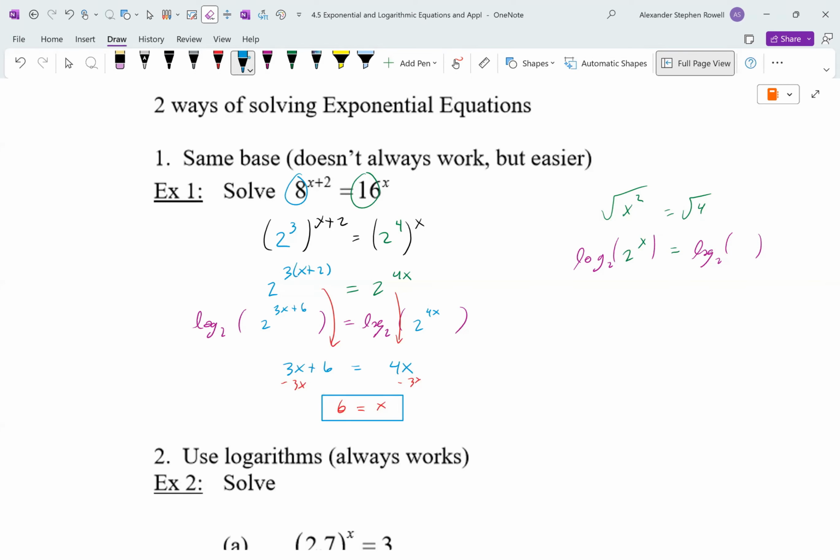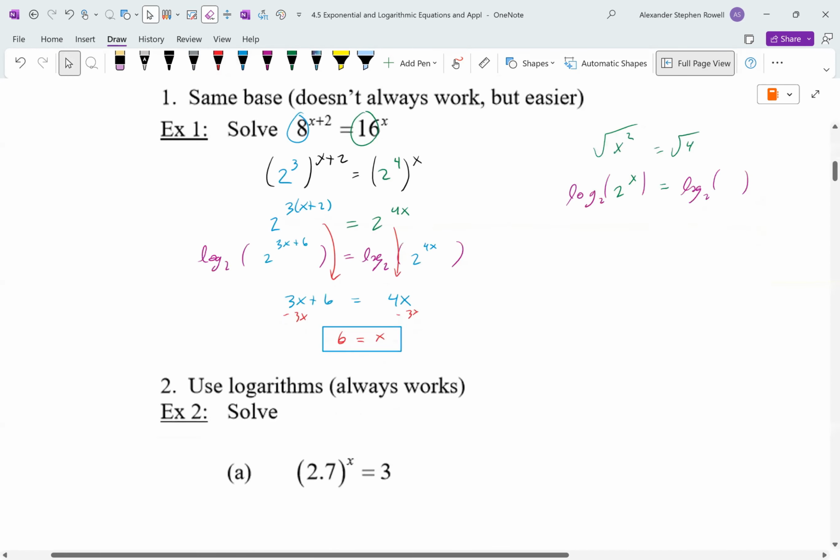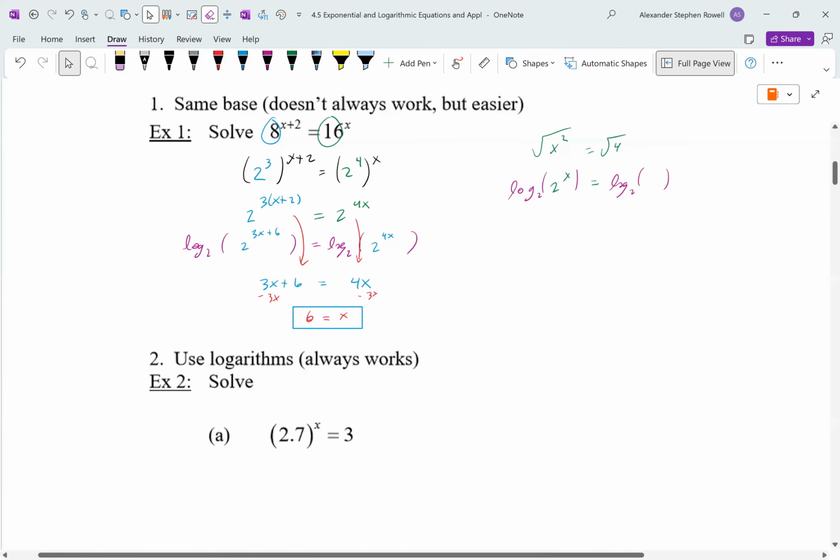Any questions about that? Do I have to check my answer? I can, I don't have to. So if I plug it in and it gives me a wrong statement, like 0 equals 6, what does that mean? It means I did something wrong, right? So this is an example of a problem I do not have to check. Use logarithms. Okay, so this first method was get the same base, which doesn't always work.